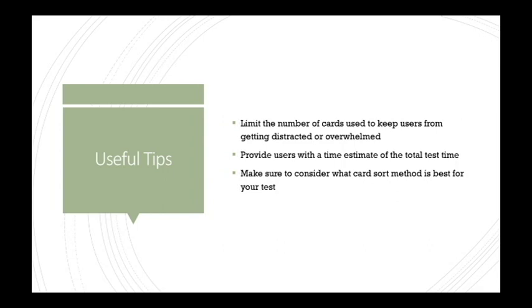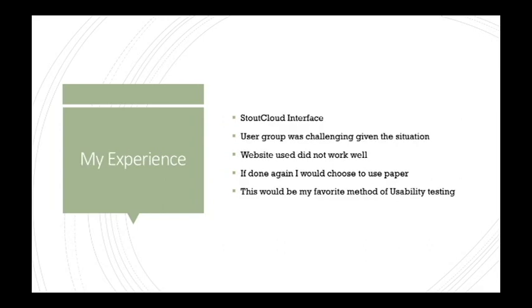You should also consider doing a combination of 1 and 2, either starting with open card sorting and then doing a closed card sort, or you could just start and do the hybrid card sort right away. When we did this with the StoutCloud interface, I think it was a little bit more challenging, and this is one of the reasons that I picked it.